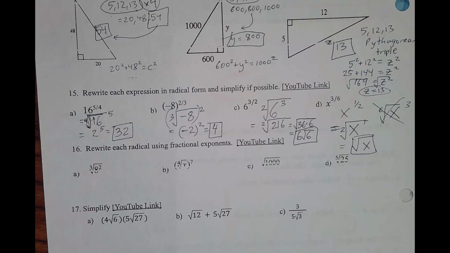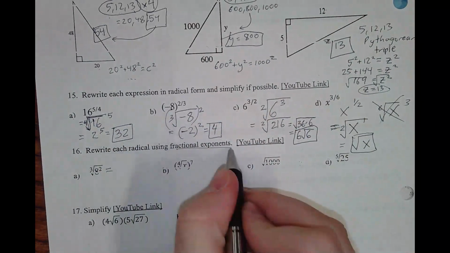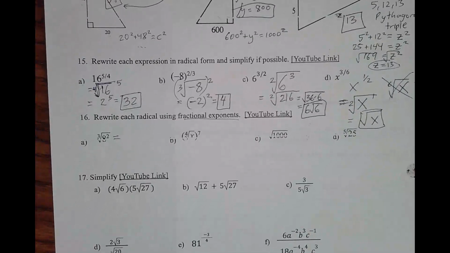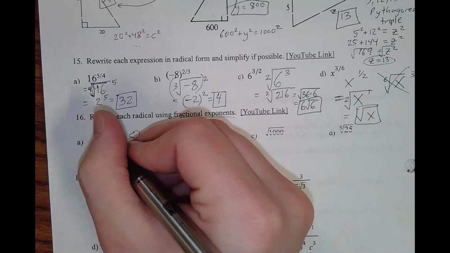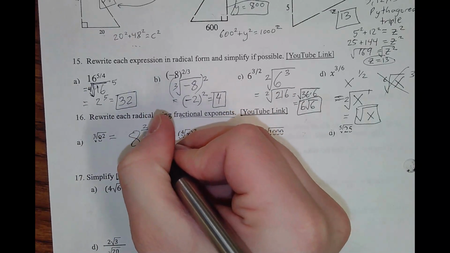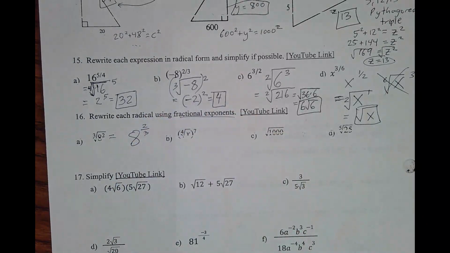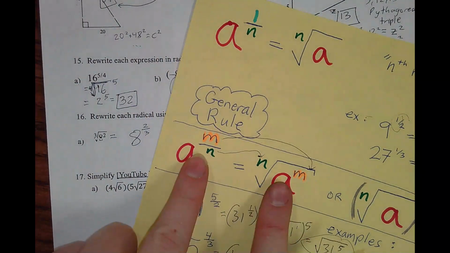Okay, next up is problem number 16. I'm going to rewrite this as a fractional exponent as it's requiring us to do. So what I need to do is write this as a fraction. Instead of it being cube root of 8 squared, I'm going to write this as 2 on top, 3 here. That's simply applying the rules that we learned right here. You can rewrite the numbers as fractions.